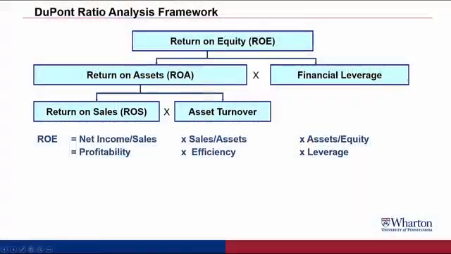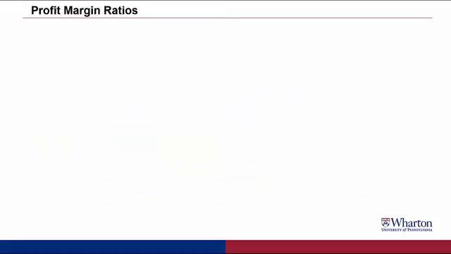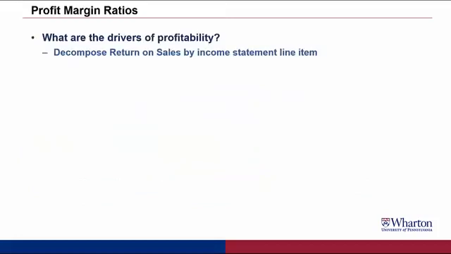Let's get started. We're going to expand our DuPont ratio analysis framework by digging more deeply into the profitability and efficiency ratios. So we'll look at some sub-ratios under profitability and some sub-ratios under asset turnover. First we're going to look at the profit margin ratios. Here the goal is to figure out what are the drivers of profitability. So what we're going to do is decompose profitability or return on sales by various important income statement line items.